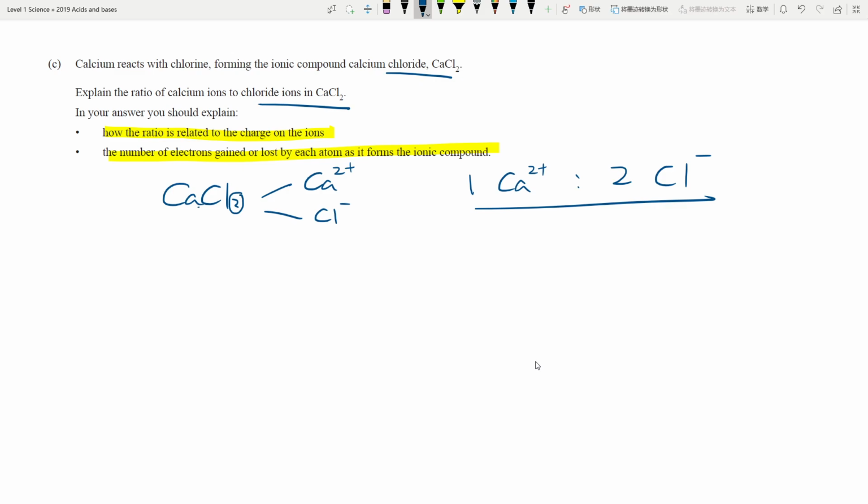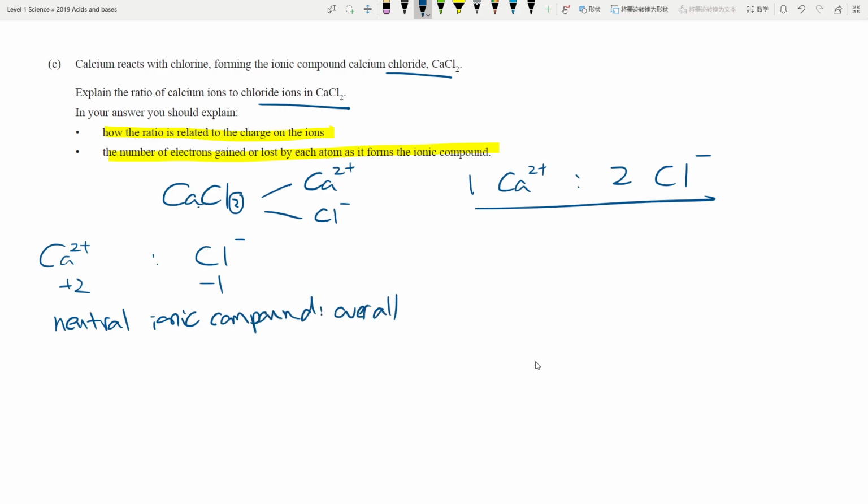They talk about calcium is 2+, they talk about Cl is 1-, this is +2, this is -1 charge. And then when these things join together, you want to have a neutral ionic compound. That means the overall charge is 0. So that means you need 1 Ca2+ and 2 Cl-. That will give you an overall charge of 0. Therefore the ratio is 1:2.